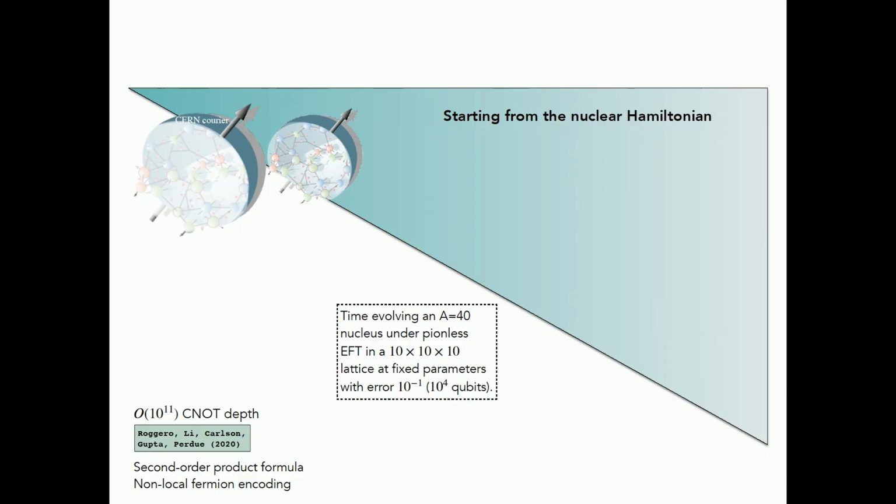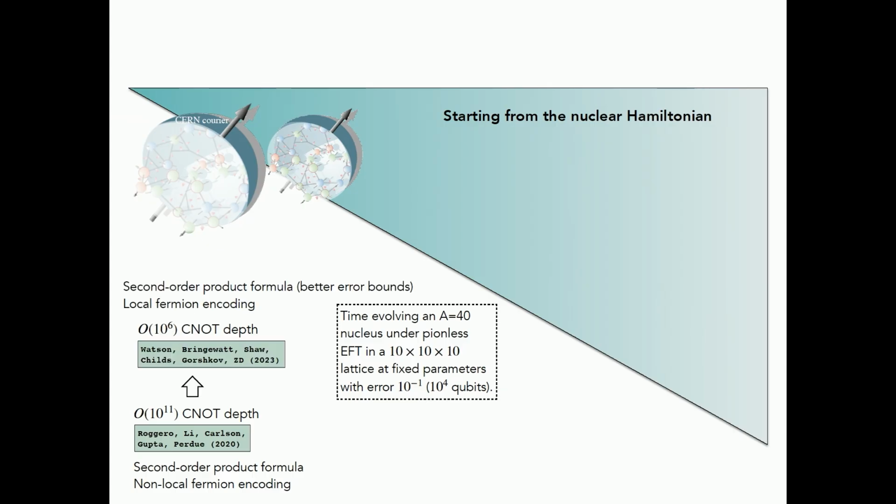So again, in this pioneering work by Zohreh et al., they applied second-order product formula to this problem, non-local fermion encoding. They see a CNOT depth of 10 to the 11. Okay? So that's sort of the complexity of the circuit is of that order. Now, we applied, again, the second-order product formula, but we tried to bound the error better based on the fact that you have these fermion number symmetry in the problem that you can take advantage of. And you can already see that you can get 5 orders of magnitude improvement by doing so. We also use a local fermionic encoding for these 3D problems. The question is, can we do better still? And perhaps yes, the answer is yes.